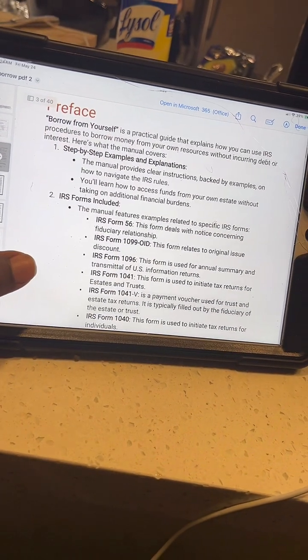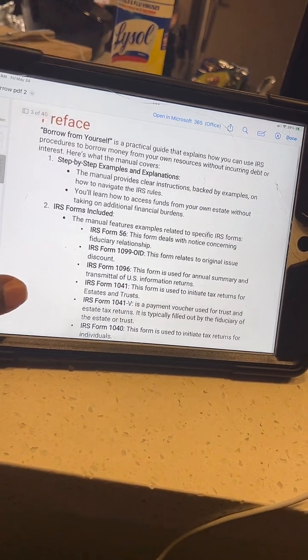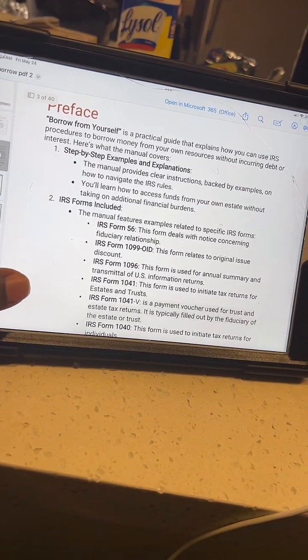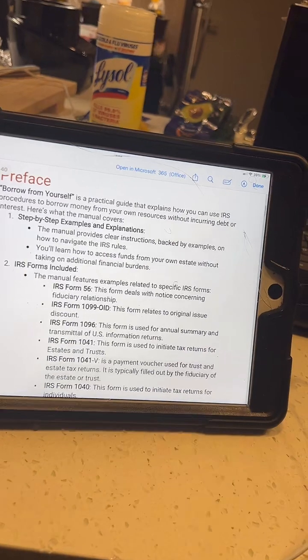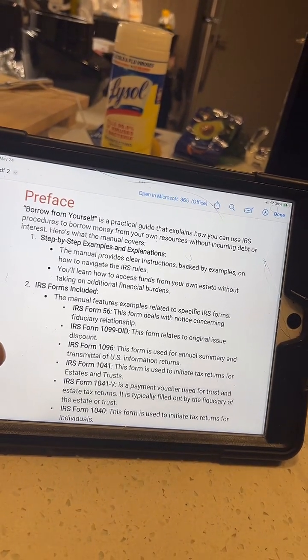So I'm just going to read it out loud. Maybe y'all can just tune in and listen to it. But it says borrow from yourself. It is a practical guide that explains how you can use IRS procedures to borrow money from your own resources without incurring debt or interest. Here's what the manual covers.